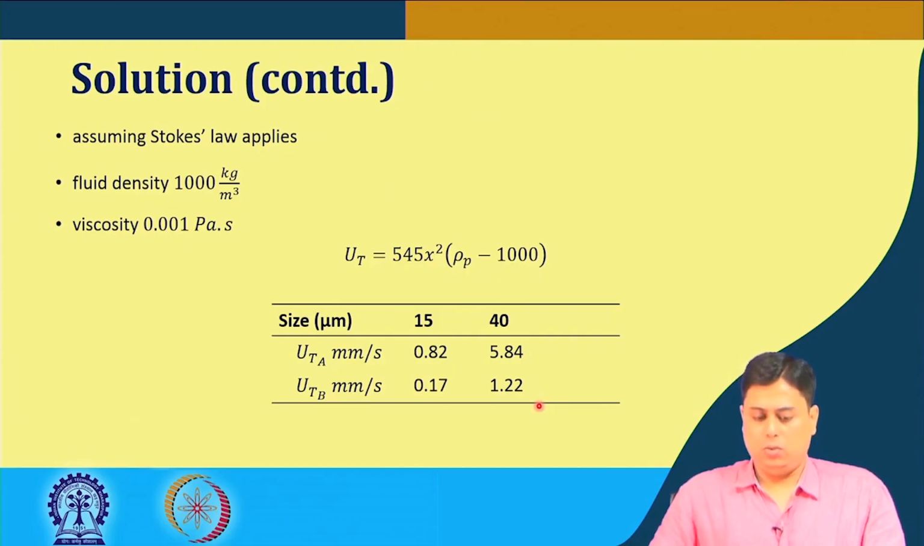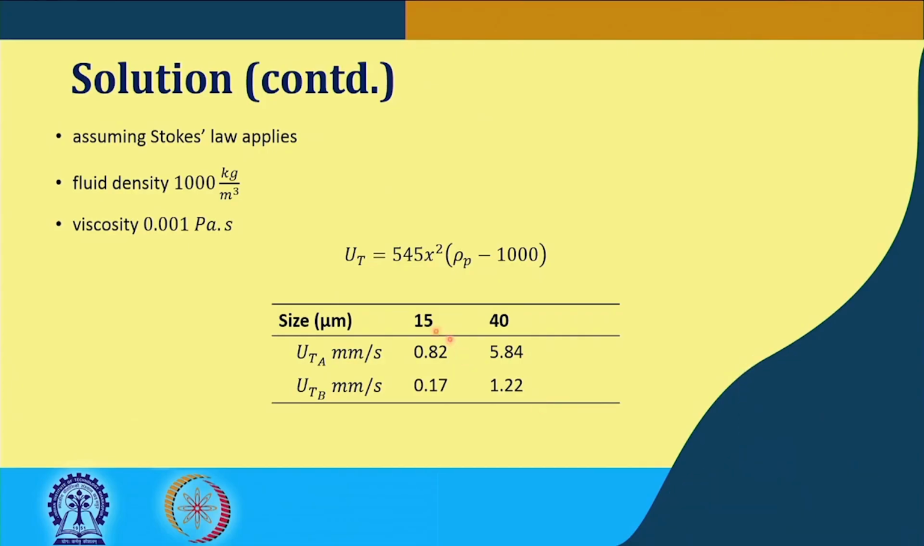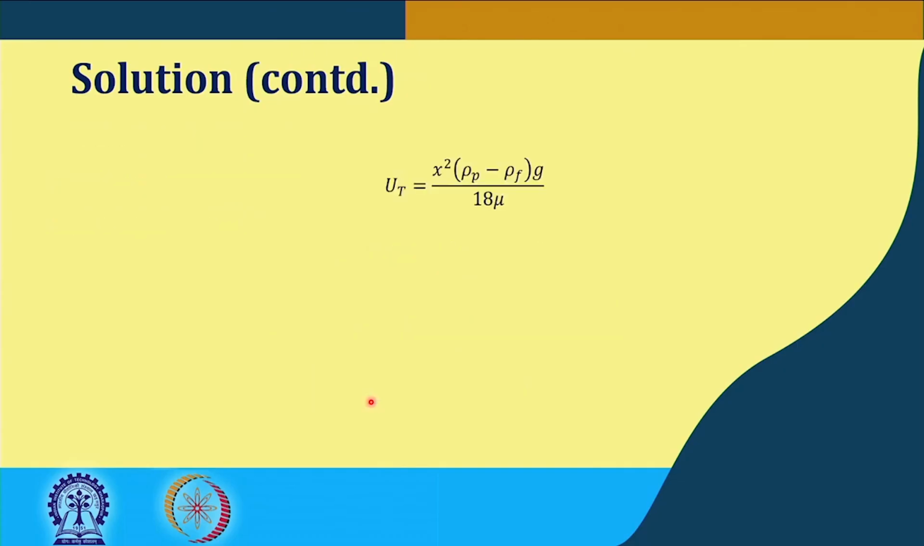Okay, so I hope you got this point, that here the 15 micron of heavier material will fall in between these two extremes of material B. So complete separation by air or water is not possible.